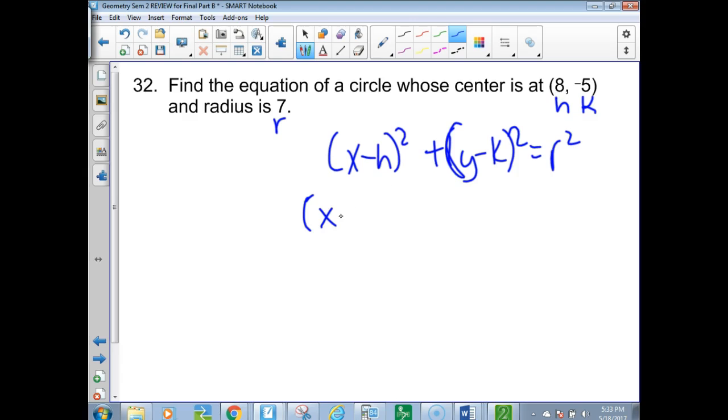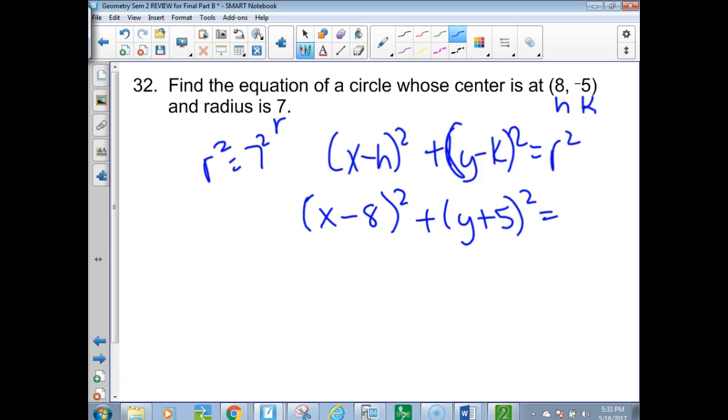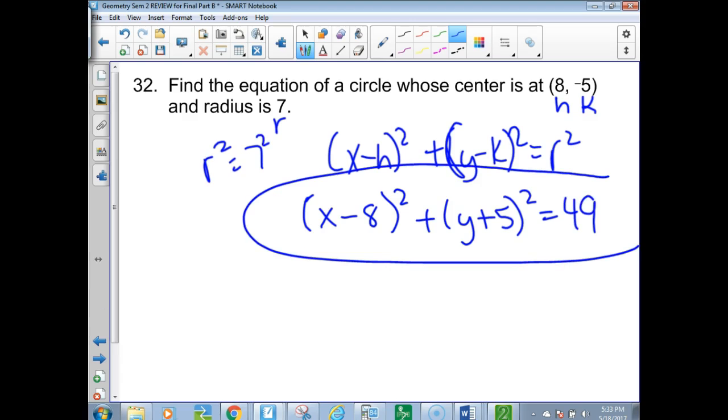The h is an 8, so we write x minus h quantity squared plus y. That's a -5 for k. Y minus a -5, we would end up with plus 5. And then you put in the radius of 7. You say r squared would be 7 squared, and 7 squared is 49. So that's one.